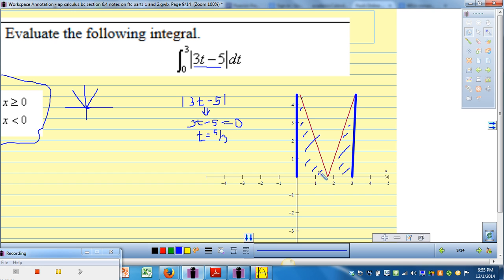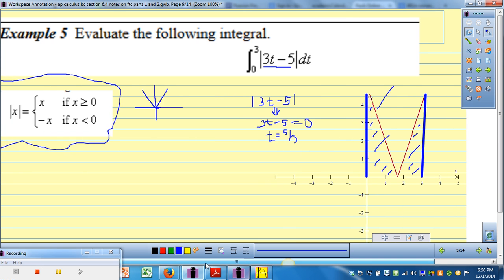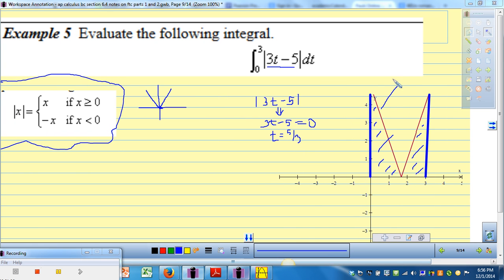So, this part of our absolute value curve, based on the definition of absolute value that we had over here, is negative of 3t minus 5. And this one, the equation of that part, is 3t minus 5. So now we can use those two functions to do our integration, which will show up on our next page.